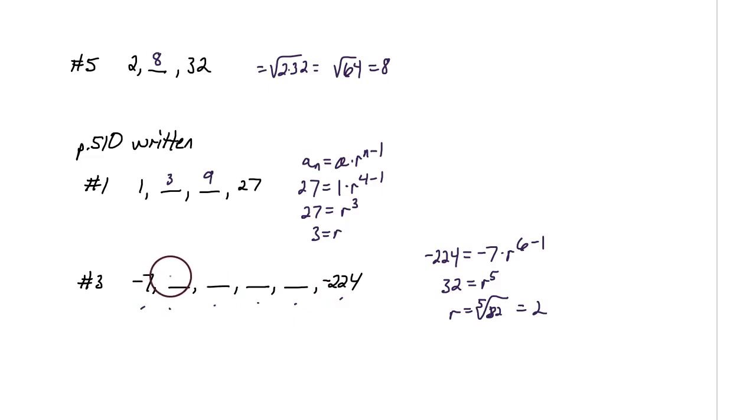Negative 7 times 2 is negative 14. Negative 14 times 2, negative 28. Negative 28 times 2 is negative 56. And negative 56 times 2 is negative 112.